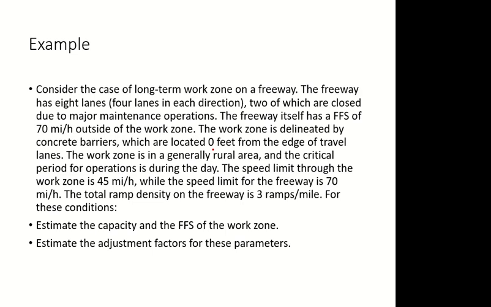It's in a rural area. The critical operation is during the day. Speed limit for the work zone is 45. Outside the work zone it is 70. Total ramp density is 3 ramps per mile. You have to find out the capacity and speed, the free flow speed of the work zone, and then find out adjustment factors for the work zone.